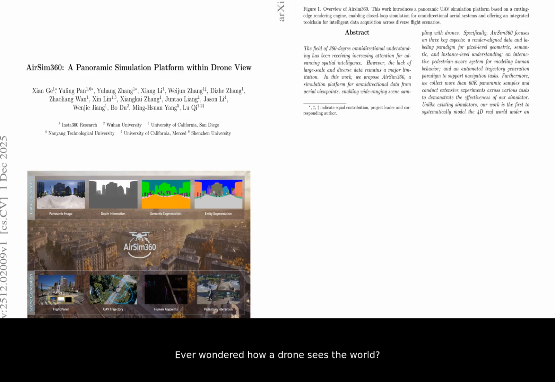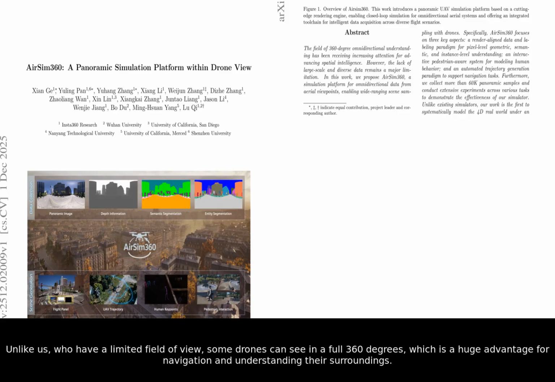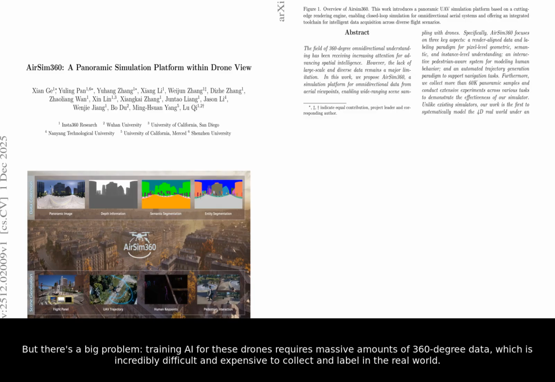Ever wondered how a drone sees the world? Unlike us, who have a limited field of view, some drones can see in a full 360 degrees, which is a huge advantage for navigation and understanding their surroundings. But there's a big problem. Training AI for these drones requires massive amounts of 360-degree data, which is incredibly difficult and expensive to collect and label in the real world.